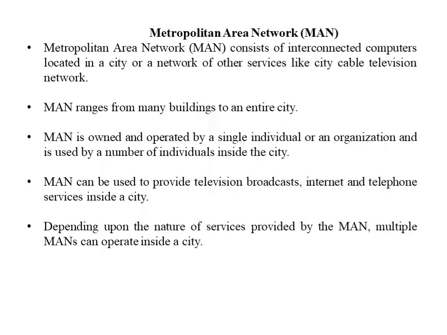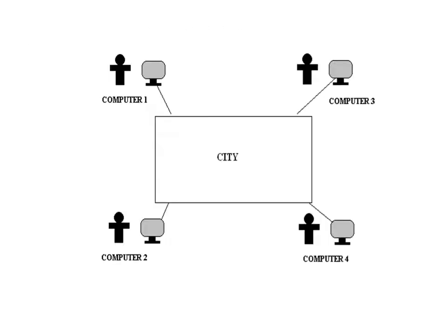So I had already told you that MAN can be used to provide television, broadcast, internet and telephone services inside a city. Depending upon the nature of the services provided by the MAN, multiple MANs can operate inside a city. One example is your city cable network. So this is an example. So inside a city, different computers or televisions are connected through MAN.